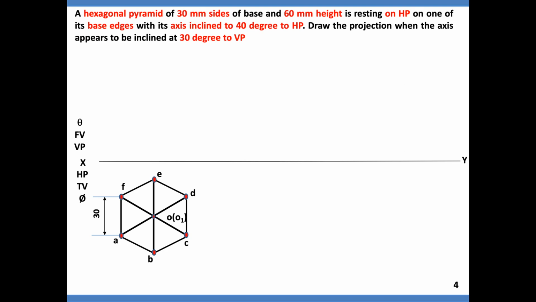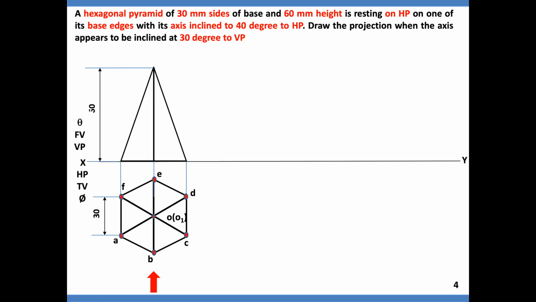O1 represents the axis. Now draw the vertical projectors. Then, you know the axis height is equal to the pyramid height, which is 60 mm. From here draw an axis to the height of 60 mm and construct a triangle. The axis is overlapped by one of the slant edges, that's why you cannot see the axis. After constructing the triangle of 60 mm height, you have to name it.